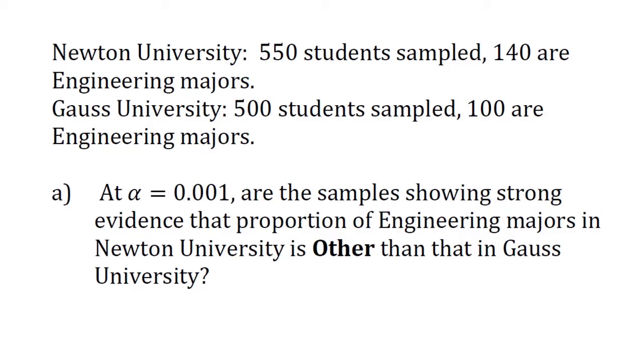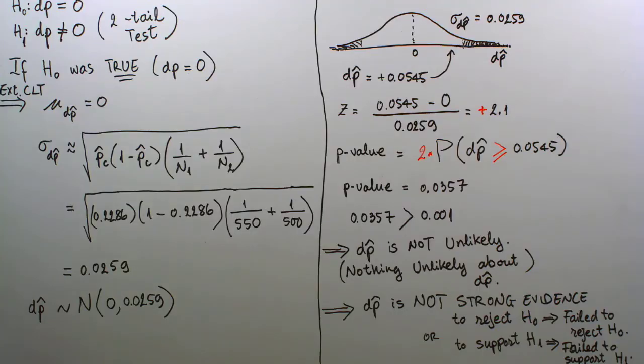And now ultimately back to the wording of the question itself. Again, I have to clarify that the question here for any hypothesis testing problem is a yes or no question. As it's stated here, are the samples showing strong evidence? So it's looking for yes if we had strong evidence, or no if we didn't. And apparently we did not have strong evidence. DP hat did not show strong evidence for us. So ultimately the answer to this overall question is no. DP hat did not show strong evidence for us to reject H sub 0 or to support H1. Or in other words, we fail to reject H sub 0 or we fail to support H1.